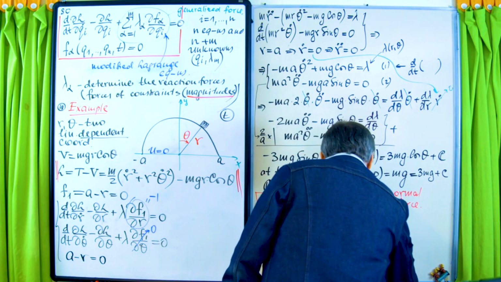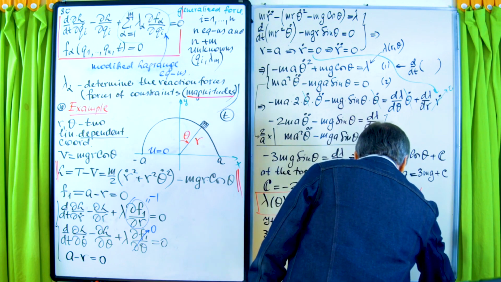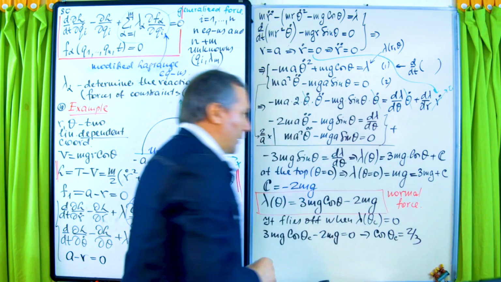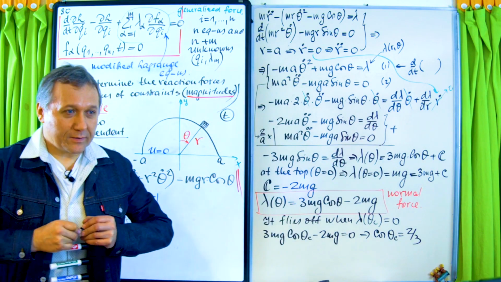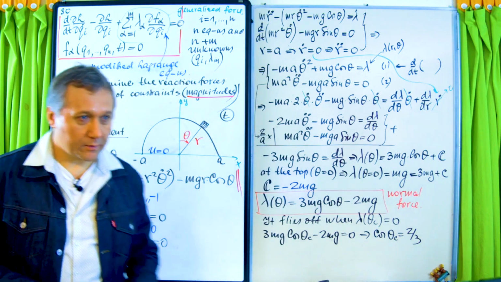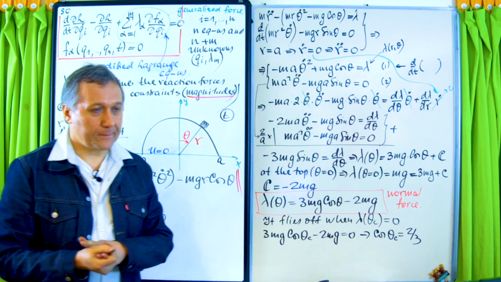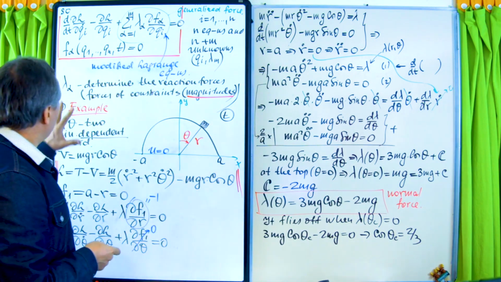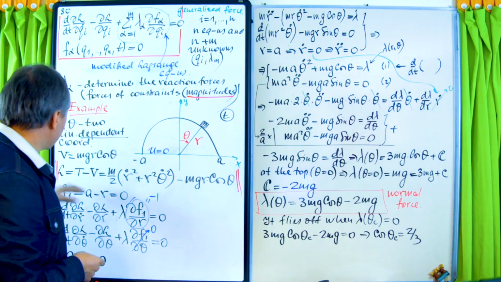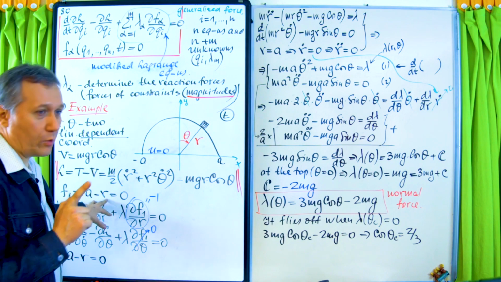Of course, from here we can easily get the angle: cosine of theta critical equals 2/3. So the inverse function of that gives us the critical angle at which this puck is going to fly off. So that's the first example where the equation of constraint depended on only one variable.